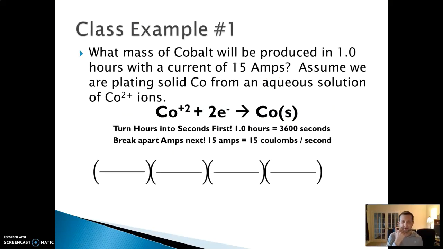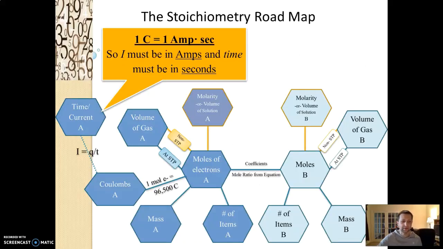So I'm going to set up my factor label steps. You don't know how many steps it is yet. I just have it preset up here so I don't have to keep writing and clicking with my mouse. So we're going to start with time, 3,600 seconds. So what do I want to cancel out? Well, I want to cancel out time, so I would put seconds in my denominator, and I want to go into what? If you look at the roadmap here, I need to get to coulombs. So I need to have coulombs on top. Seconds on the bottom, coulombs on top. So the seconds cancel and I get here.